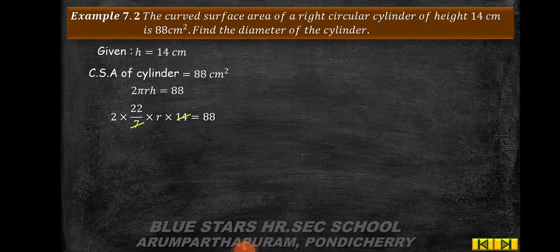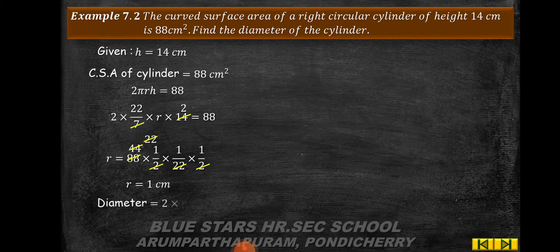So 7 and 14 get cancelled 2 times. So r is equal to 88 into 1 by 2 into 1 by 22 into 1 by 2. So 2 and 88 get cancelled. It is 44 times. Again 2 and 44 get cancelled. It is 22 times. And 22 gets cancelled. You get the value of r is 1 centimeter. Therefore, diameter is equal to 2 into r, that is 2 into radius, which is equal to 2 into 1. The diameter is 2 centimeter. So now we find the diameter of the cylinder is 2 centimeter.